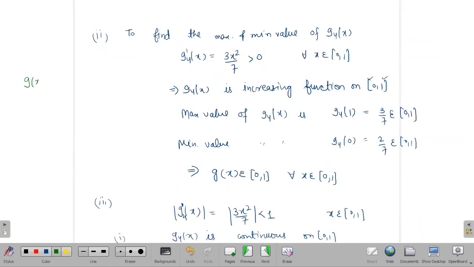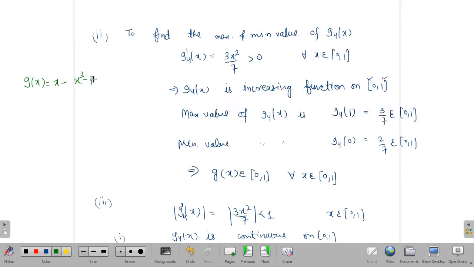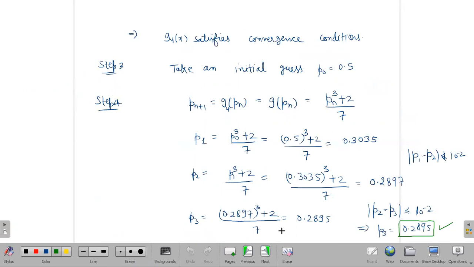If I take this particular function, x cube minus 7x plus 2, then this will always work. But it is a difficult one because the third condition is difficult to check for this g of x. So it is better if you try for an easier one. If you don't find one, then you can go with this one. So any doubt in the fixed point iteration method?